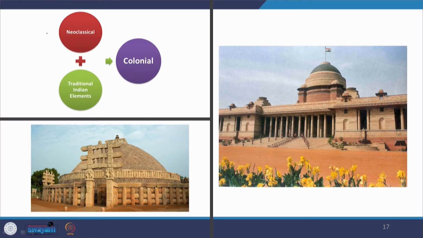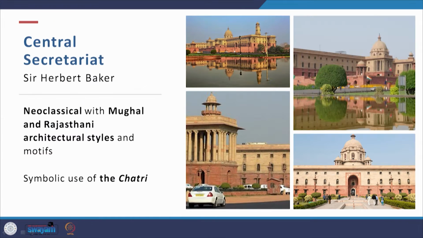So what is there? This is what is there. It is a merge, an addition of neoclassical with traditional Indian elements to make colonial architecture. What is the traditional element being used here? It is the Sanchi Stupa. The Sanchi Stupa is the dome at the top of the Rashtrapati Bhavan. And of course there are the chhatris, which have been so modified and put together in this neoclassical building.